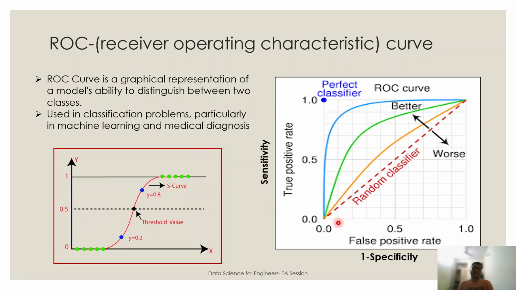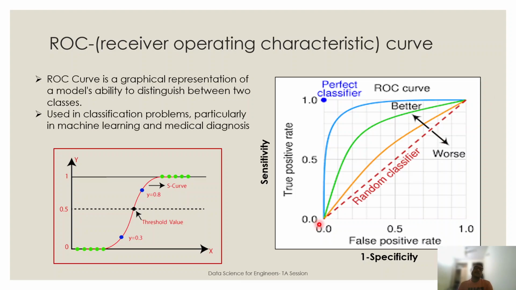True positive rate, which is called the sensitivity, and one minus specificity. So these are the two measures, the true positive rate and the false positive rate. We are going to take these two and draw a plot on that. Here, this red line you are able to see is the random classifier.